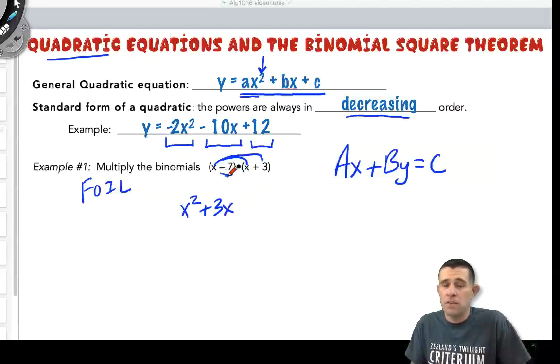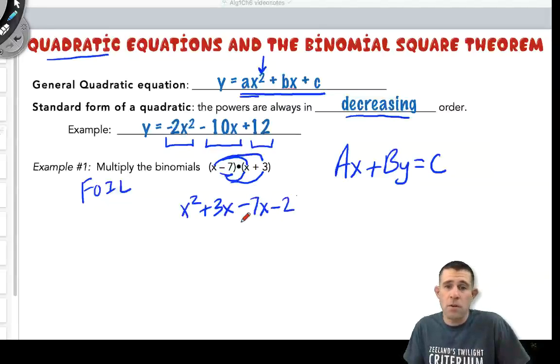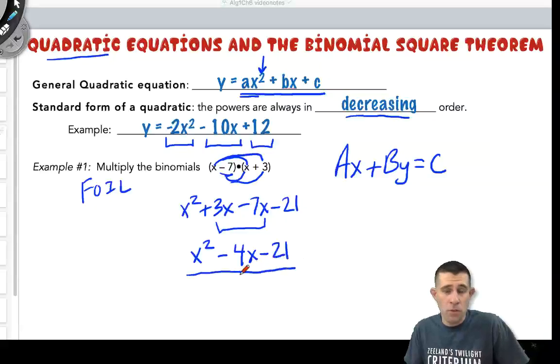Next, we're going to take the second term, which is negative 7, and distribute it to both of the terms in the second binomial. So that's negative 7 times x, which is negative 7x, and negative 7 times a positive 3, which is negative 21. Now we'll combine the like terms in the middle, so we end up with just 3 terms: x squared minus 4x minus 21. So this is known as a trinomial because it has 3 terms. It's a quadratic because it has a second degree power, and it's written in standard form because the powers are in decreasing order.